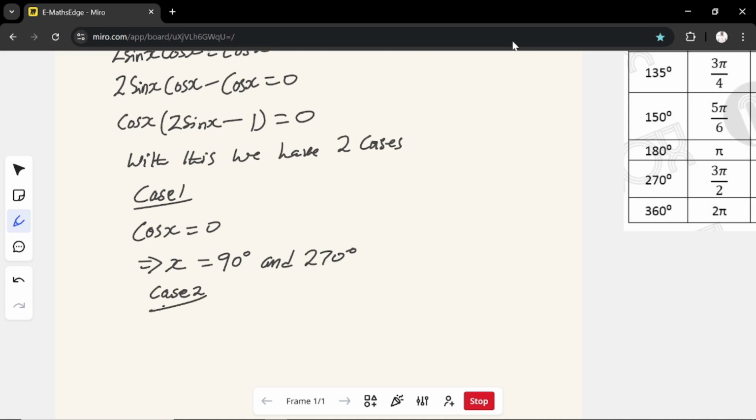And case 2, we focus on the second factor here, which is 2 sine x minus 1. We equate it to 0 also. So we are going to have 2 sine x minus 1 equal to 0. Now we can simplify this equation further.